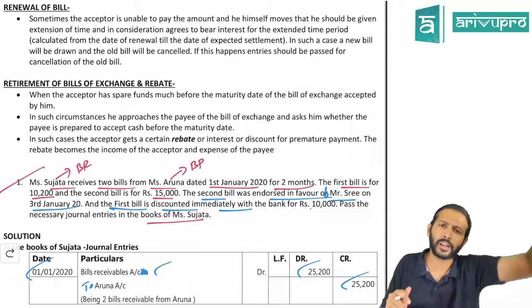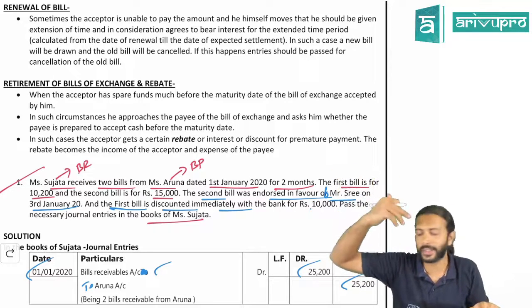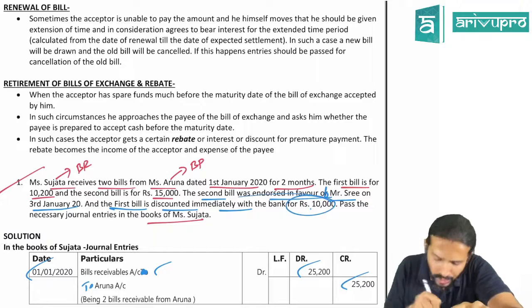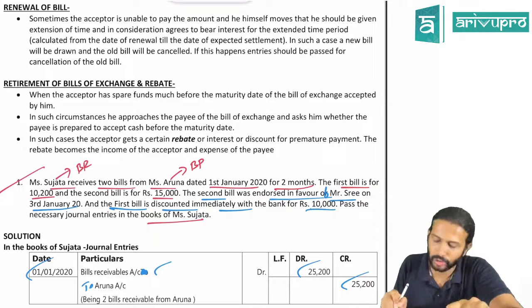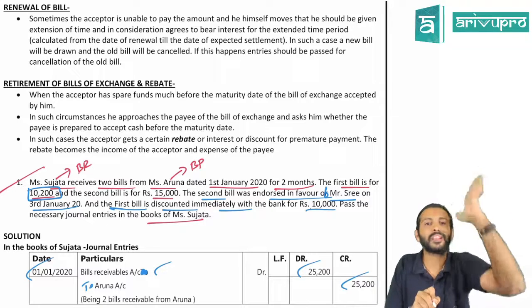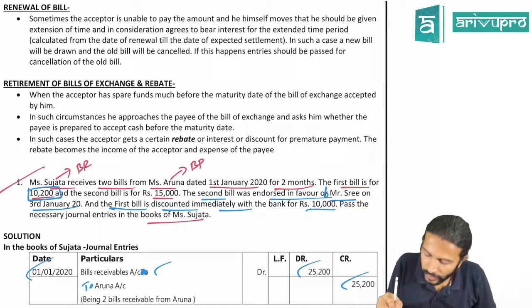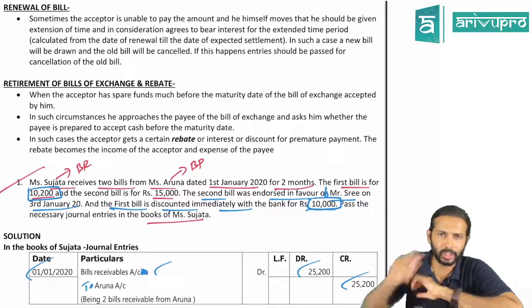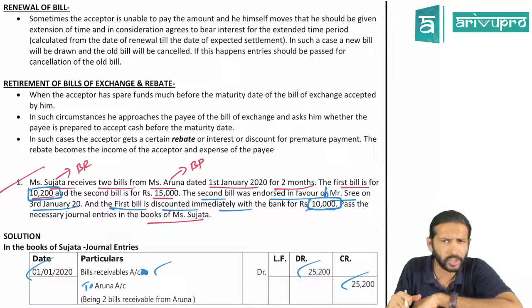She endorsed it to the creditor. Another bill she got discounted with the bank. She is not going for the first option. So she has discounted the bill with the bank for 10,000 rupees. So what is the value of that first bill, sir? Value of the first bill is 10,200. But when you discounted the bill, how much money did the bank give you? Only 10,000. Because that 200 rupees is the bank's commission or discount.